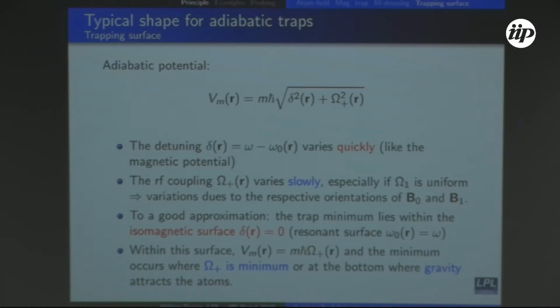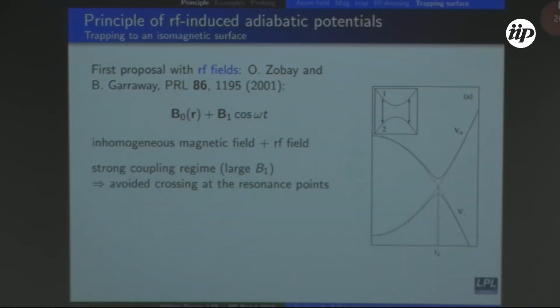Now if I change the relative orientation of static field and RF field, maybe my RF field is always the same, but in a quadrupole trap, for example, the magnetic field takes any possible direction. And sometimes it can take the same direction as the RF field. And then the coupling will be 0. And so you have to remember that. And so inside the surface, there may be a local minimum, either because omega plus is minimum, or, if gravity is present, because gravity will attract the atoms somewhere on this surface. All right.